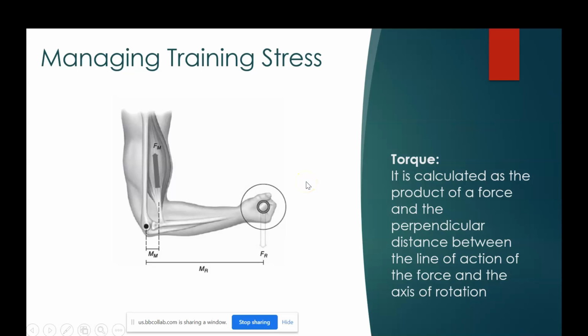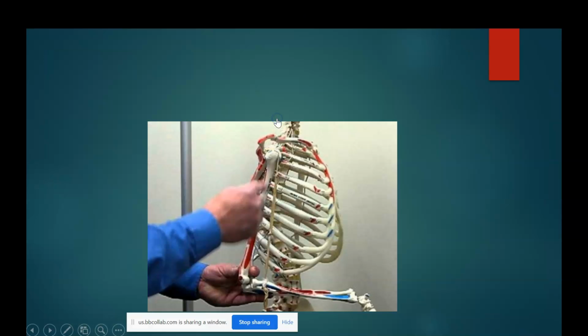So again, if we looked at our curl, for example, we have the force, which is the load that we're using. We have the force that our muscle is producing to overcome the load. We have our internal moment arms, and then we have our external moment arms. And again, in this case, external moment arms are generally going to be much, much bigger than internal moment arms. So even if this person is only lifting 10 pounds, their muscles have to produce a lot more than 10 pounds of force to overcome that load. There's that example right there.